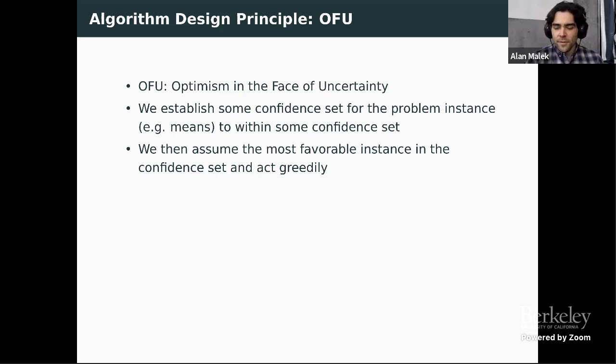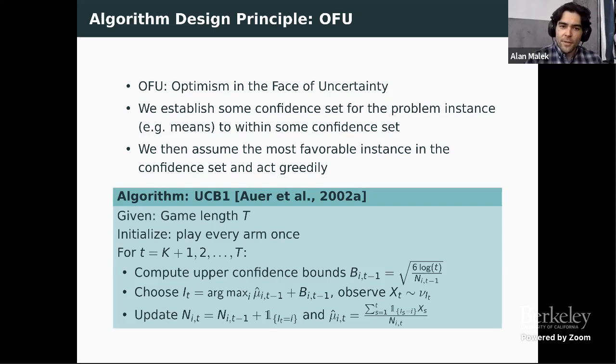So here's what this algorithm looks like. It's the famous UCB1 algorithm, and it works as follows. So first, it just plays every arm once. Then on subsequent rounds, it computes this upper confidence bound. So b sub i of t minus 1 is equal to the square root of 6 log t over the number of times you pull arm i. And this has a hefty amount of flavor to it, and that's exactly why you need to have something of this form. And then you choose the arm that maximizes the empirical mean of arm i plus this bound of arm i. Then once you choose that, you observe a sample from this distribution and then you update.